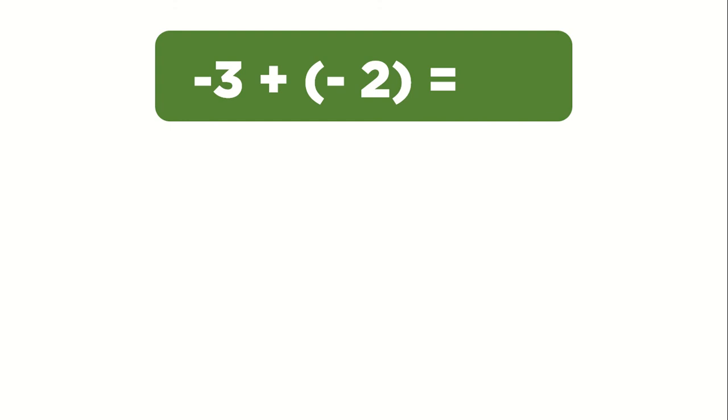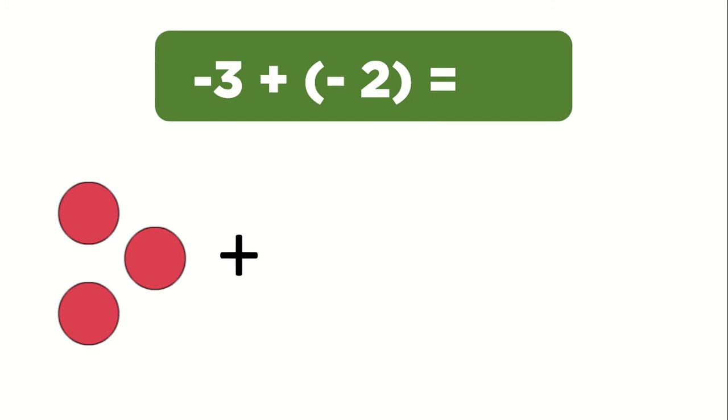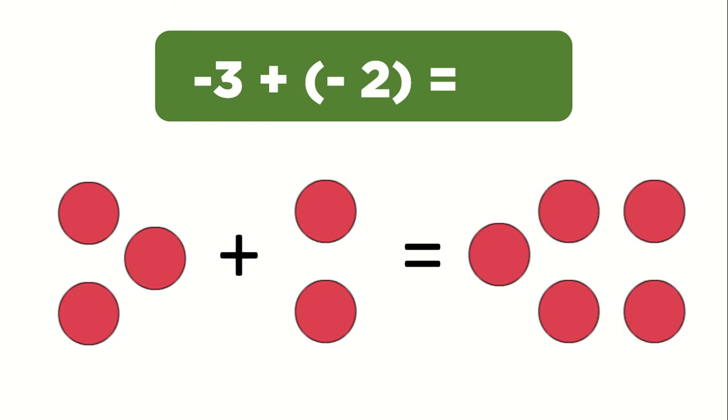Okay, let's have another example. If we have negative 3 plus negative 2, negative 3 is coming from the red team, right? So 3 red counters. And we add negative 2, that means 2 red members. Combining them will give us 5 red counters. So the answer would be negative 5.